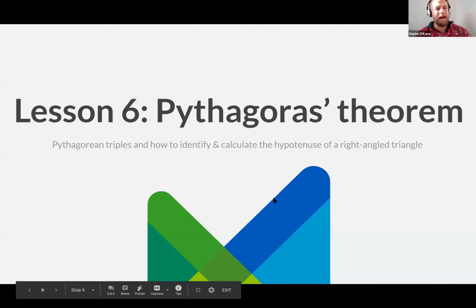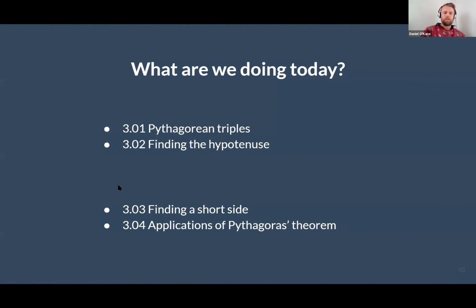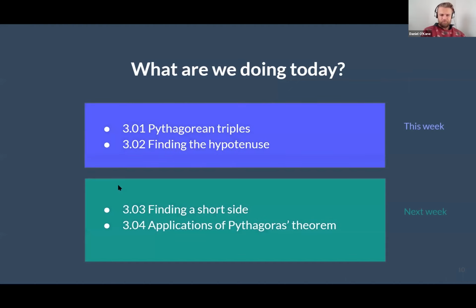We're going to make a start on Pythagoras' theorem. Today we're going to talk about what the theorem is, Pythagorean triples, and how to identify and calculate the hypotenuse of a right-angled triangle. Next week, we'll finish by looking at how to calculate the other sides of the triangle using Pythagoras' theorem, and also applications of Pythagoras' theorem. So today is going to be more of a skill building class, and then next week we'll look at all the real life problems that we can solve using Pythagoras' theorem.